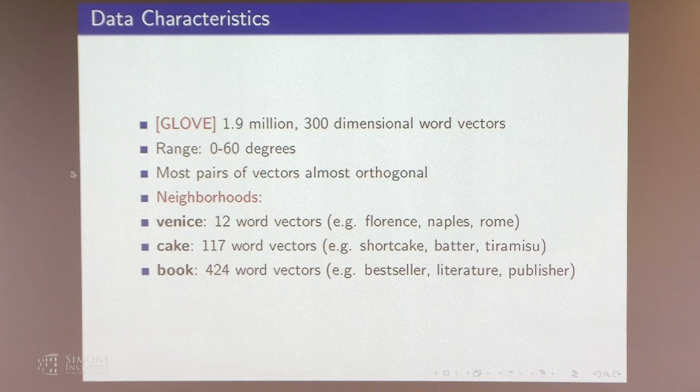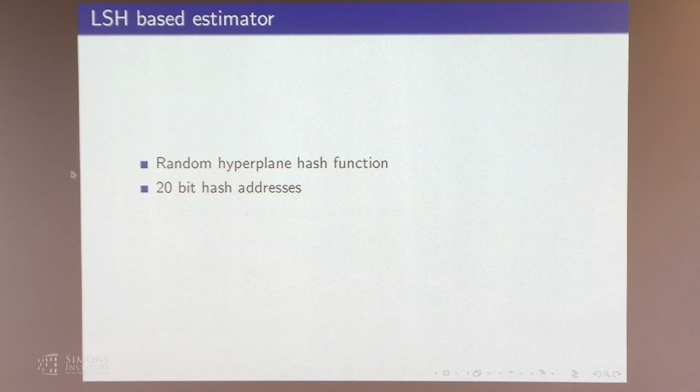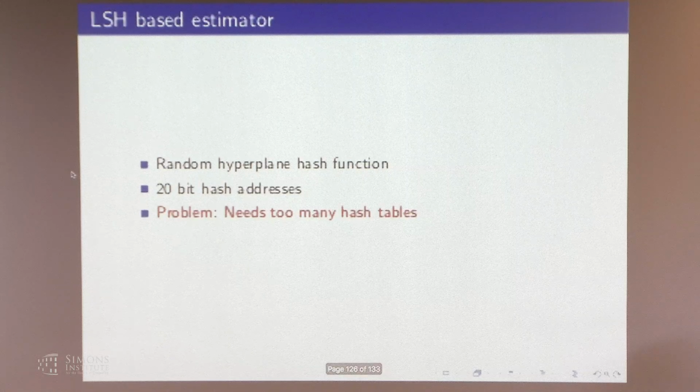As you might expect, we applied this locality sensitive hashing based technique. The natural LSH to use here is the random hyperplane based LSH. Slice the space with a random hyperplane, and assign 1 bit based on which side of the hyperplane you fall on. We had about 2 million data points. We used 20-bit hash addresses, which means on average you expect about 2 points to fall into a hash bucket.